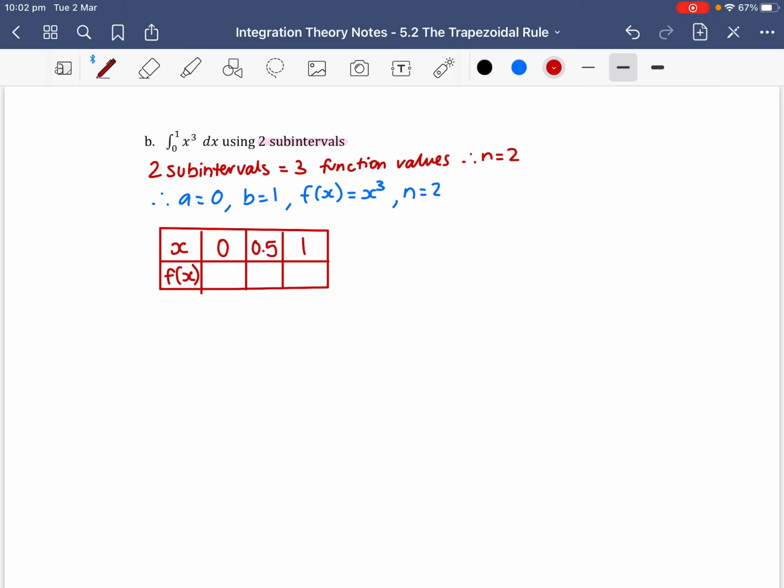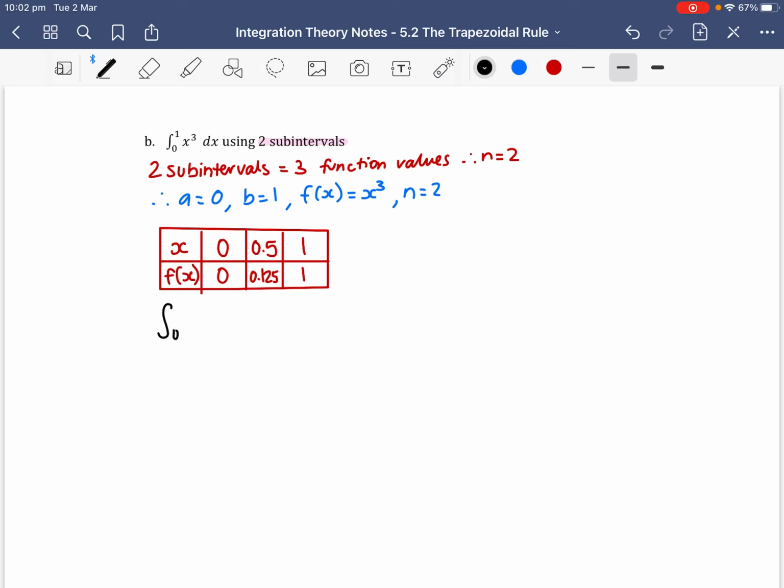So when we sub 0 into our function, we'll have 0 cubed, which is 0. When we sub 0.5 into our function, 0.5 cubed is 0.125, and when we sub 1 into our function, 1 cubed is 1. So now that we know these values, we can look at our trapezoidal rule.